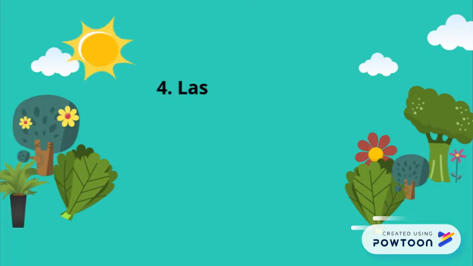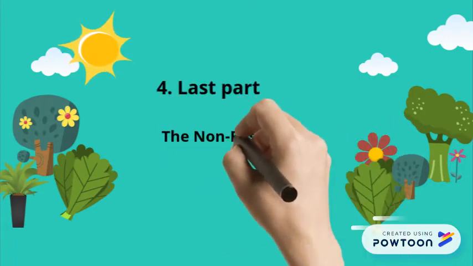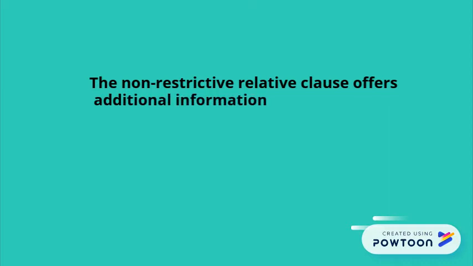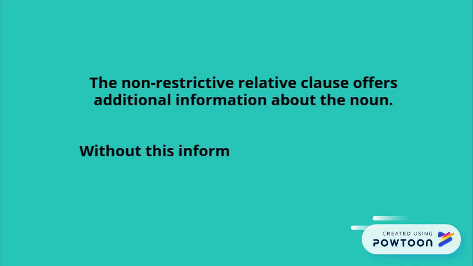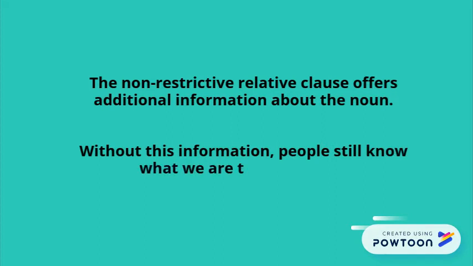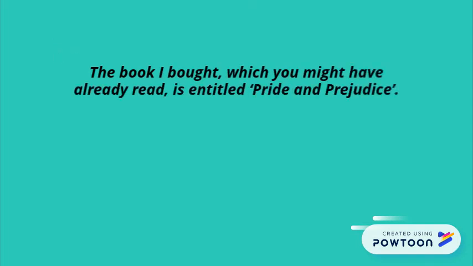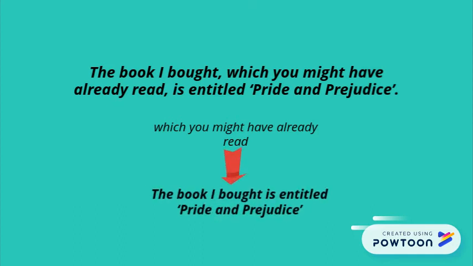Finally, I would like to talk about the non-restrictive relative clause. The non-restrictive relative clause offers additional information about the noun. Without this information, people still know what we are talking about. Let's look at the example. The book I bought, which you might have already read, is entitled Pride and Prejudice. If we drop which you might have already read, the sentence, the book I bought is entitled Pride and Prejudice, is still complete.